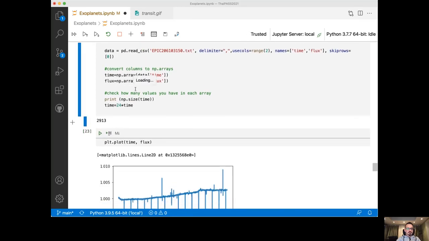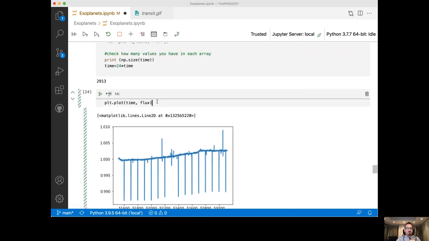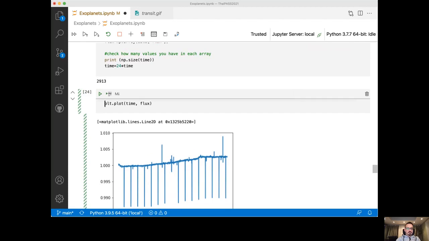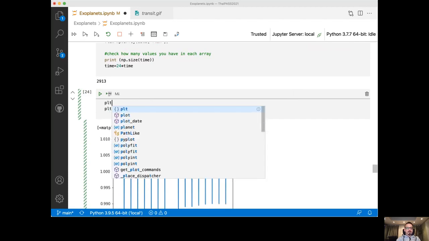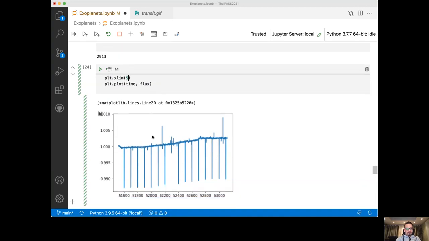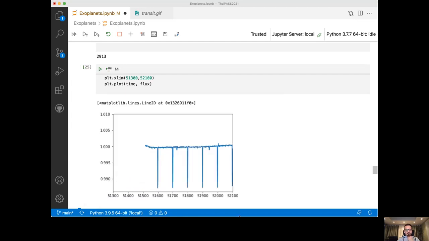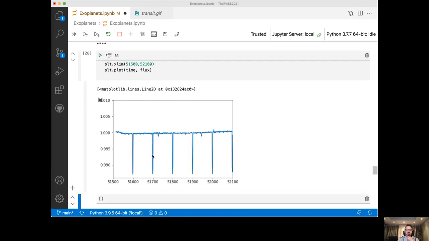Okay, let's run the first box. And then let's do the second box. Before doing that, let's change the limit in X. Let's say 51,300 up to 52,000 hours. Okay, hopefully now it should work. Yes, and it worked. Let me increase a little bit the X-axis limit, just to bring this in the center.